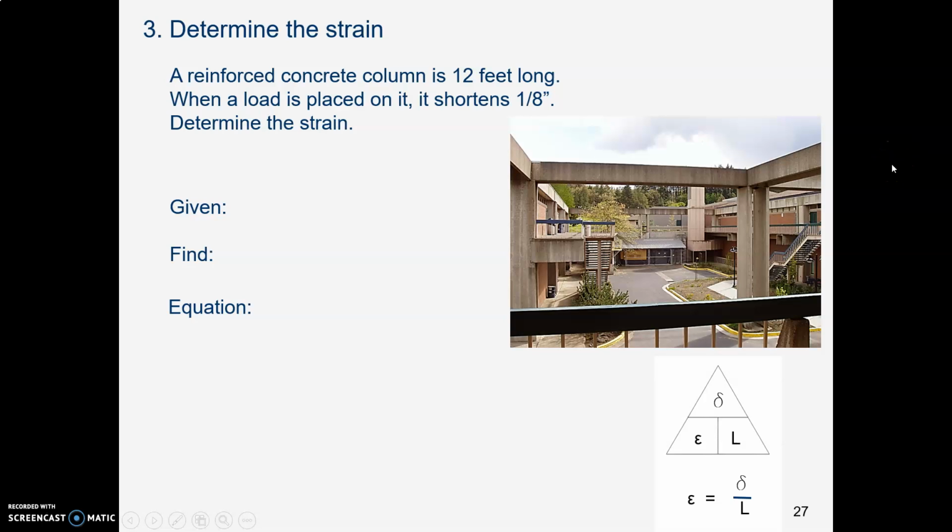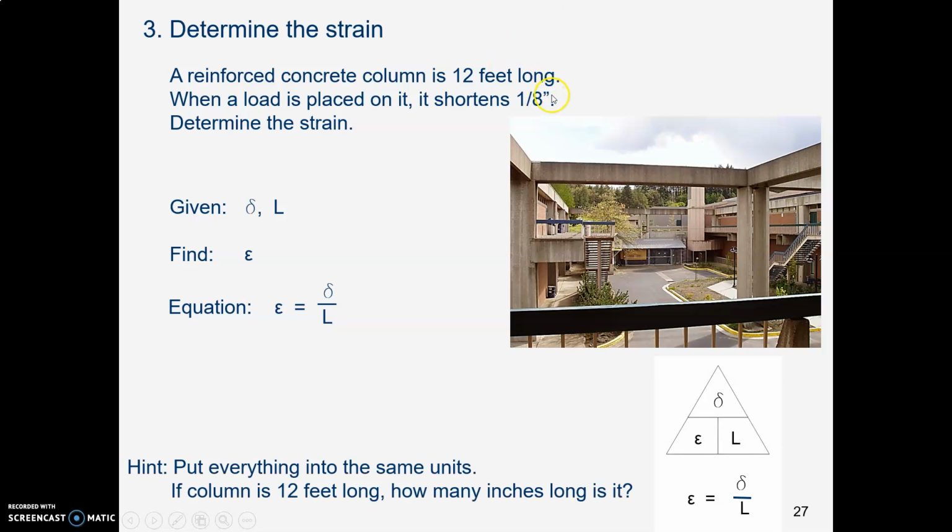Determine the strain. Well, we're trying to find the strain. Do we know the deformation? Yes, we do. 1/8 of an inch. Do we know the length? Yes, we do. So could we find the strain? Yes, we could. However, there's one thing to keep in mind here.